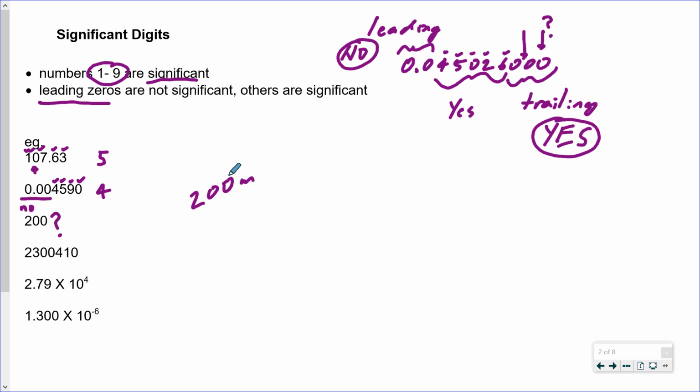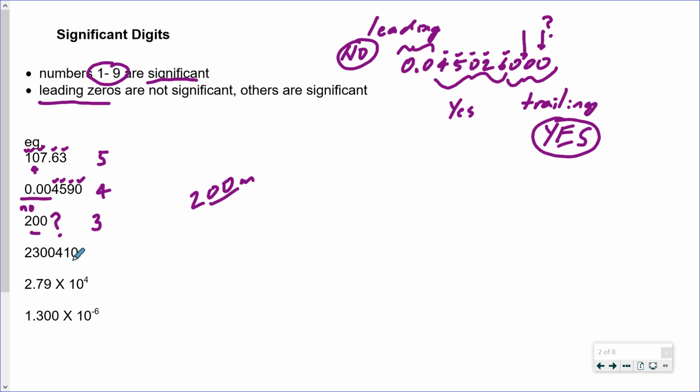So it's in that situation here that it does become kind of ambiguous, that probably you wouldn't count these because you didn't actually measure and you're not really sure. But if you did truly take the measurement and it is 200, then that would be 3 significant digits, counting the trailing zeros. And for the purposes of this course, for the most part, we will count those trailing zeros.